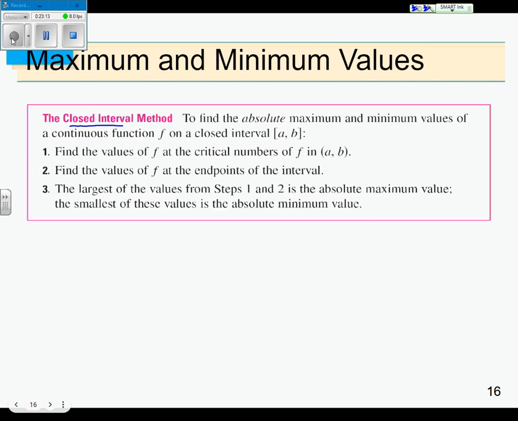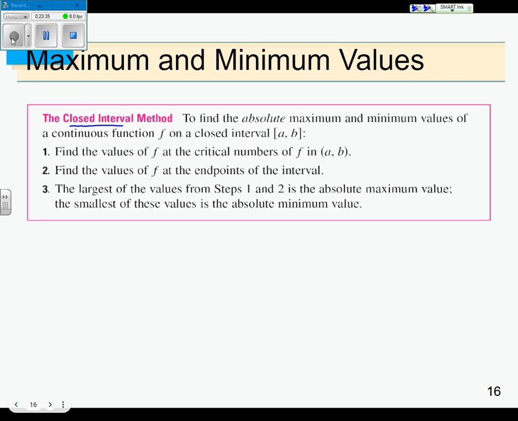In steps 1 and 2, between those two steps, I'm going to look for the largest value I have. The largest value I have is going to be known as the absolute max. I label it as such. And then I'll look between all the numbers I got between steps 1 and 2. I'm going to look for the lowest number that was given to me. When I find that lowest number, I'm going to call that my absolute minimum value.